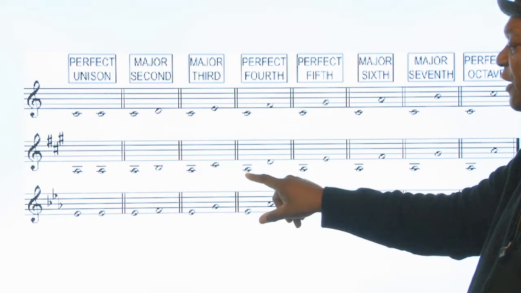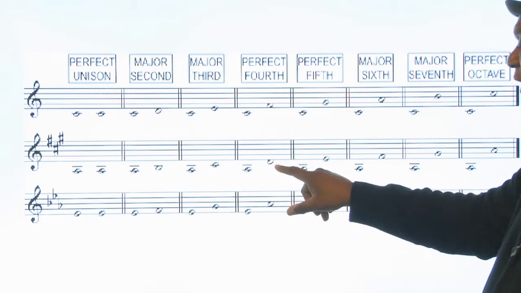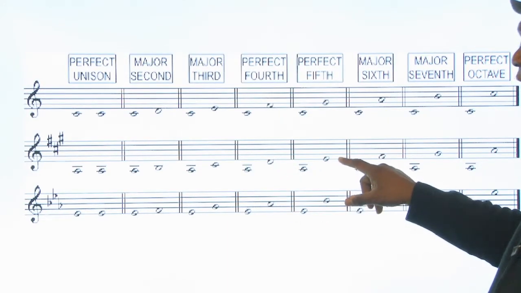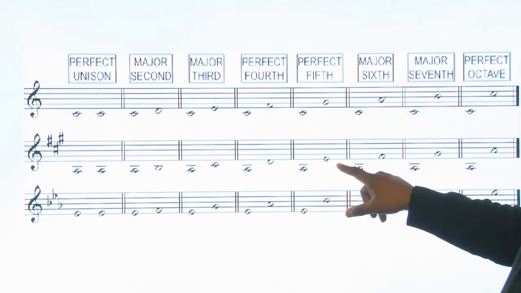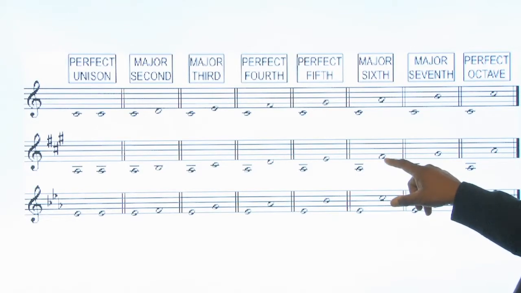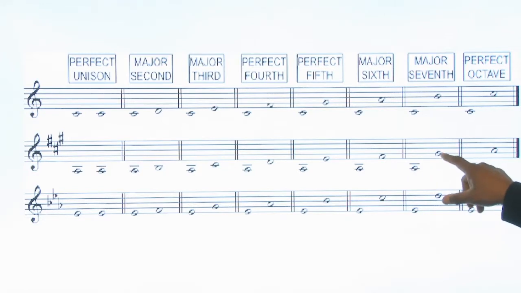Okay? A to D is a perfect fourth. A to E is a perfect fifth. A to F sharp is a major sixth. A to G sharp is a major seventh, and A to A is a perfect octave. Okay?